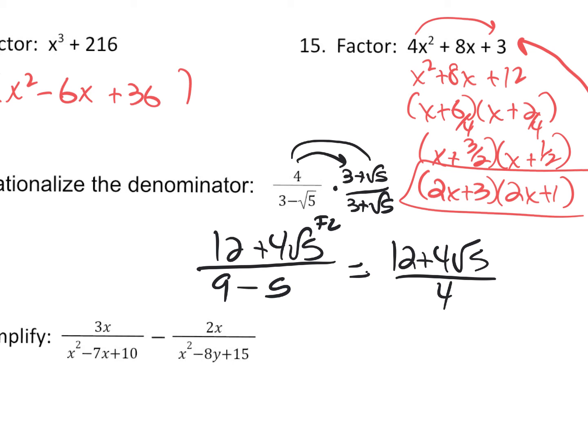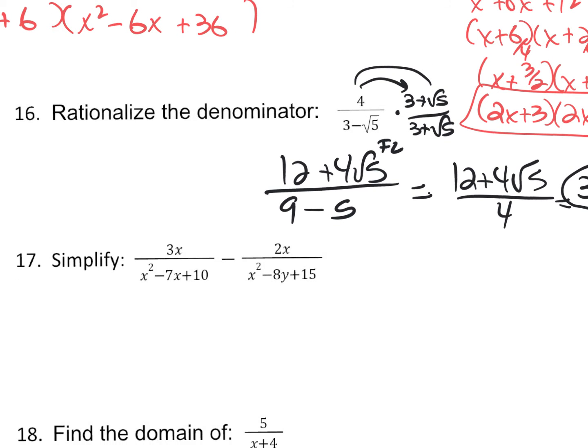And I'd be done, except for the fact that I can take a 4 out of everything. I can cancel a 4 out of each term. So I'm going to do that. 4 goes into 12 3 times. 4 goes into 4 1 time. And 4 goes into 4 1 time on the bottom, which means I would just have a 1 on the bottom, which you don't even have to write. So it's just 3 plus the square root of 5. That would have worked out kind of awesome.